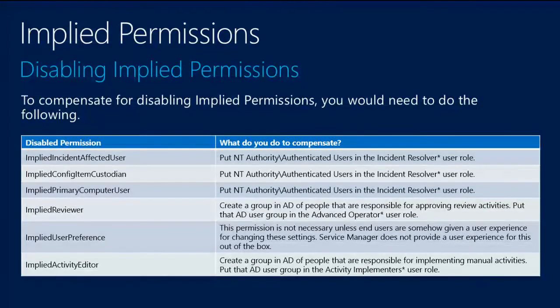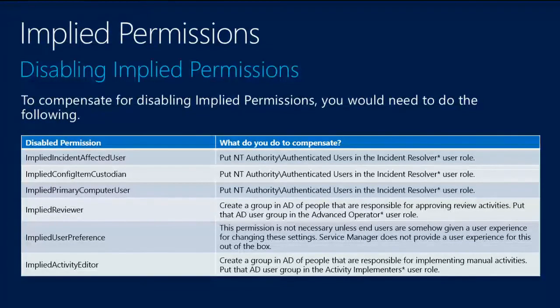And if you want to compensate for config item custodian and primary computer custodian, the same thing goes for those jobs. Now, to compensate for implied reviewer, you would have to create another role based upon the advanced operator user profile. And this is the third highest permissions in the database, in Service Manager. And then we'll have to put all the reviewers in that particular user role.